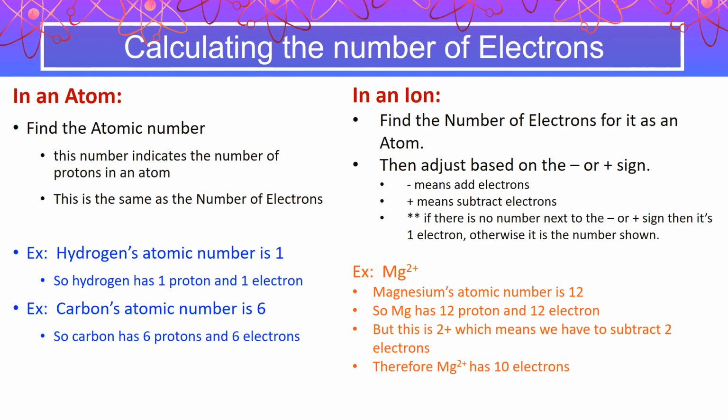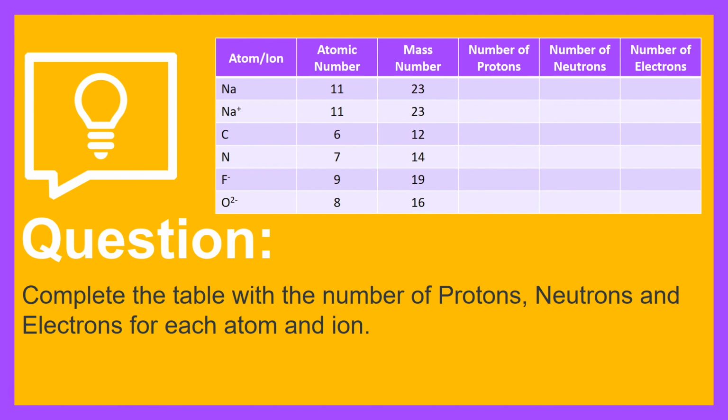So here is a table with a bunch of different scenarios. For each of them, you need to work out how many protons, how many neutrons, and how many electrons. So take what you've just learned on the past 2 slides and the rest of the PowerPoint, pause the video and fill the table in. So pause the video now.